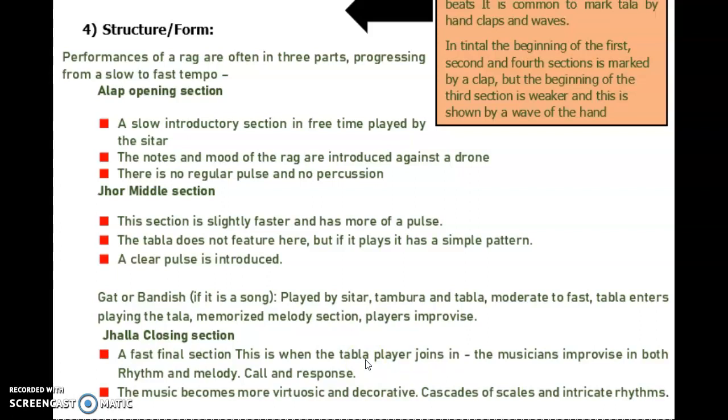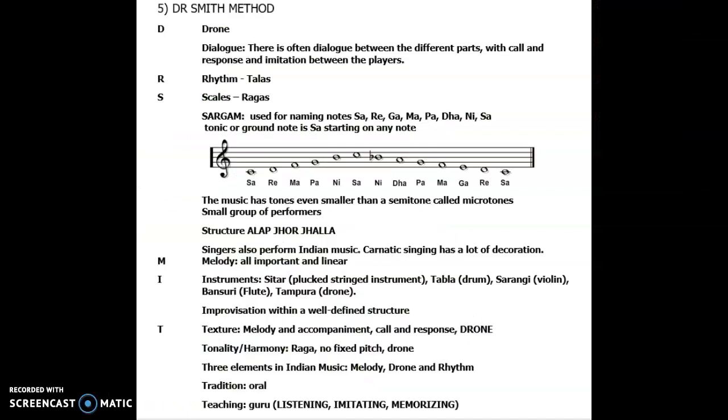We have a feeling of call and response, and it's virtuosic and decorative, and we have a cascade of scales and intricate rhythms. I like using the Dr. Smith method to just sum up everything about the world music that you have to study. Now, if you think of the D, I see the word drone there, very important, the tambura.